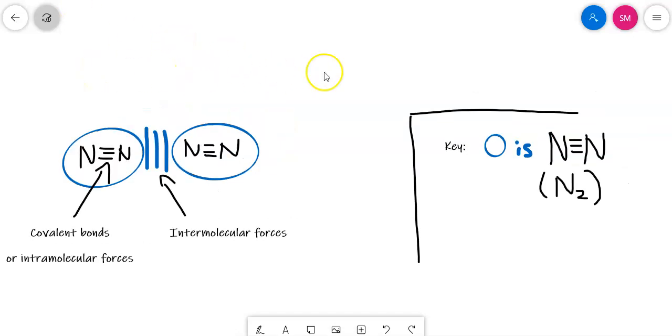We'll leave that video here for the moment. So in this video, we've gone over the melting and boiling points of molecules. In the next video, we'll go over the solubility of molecules.